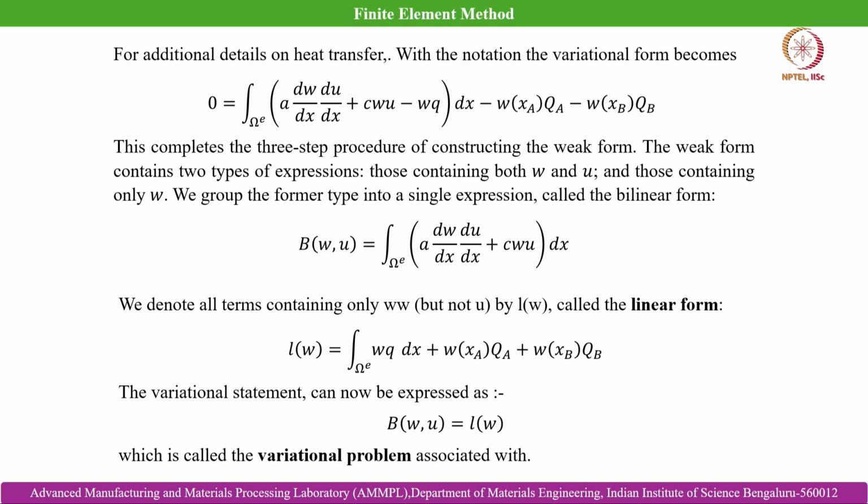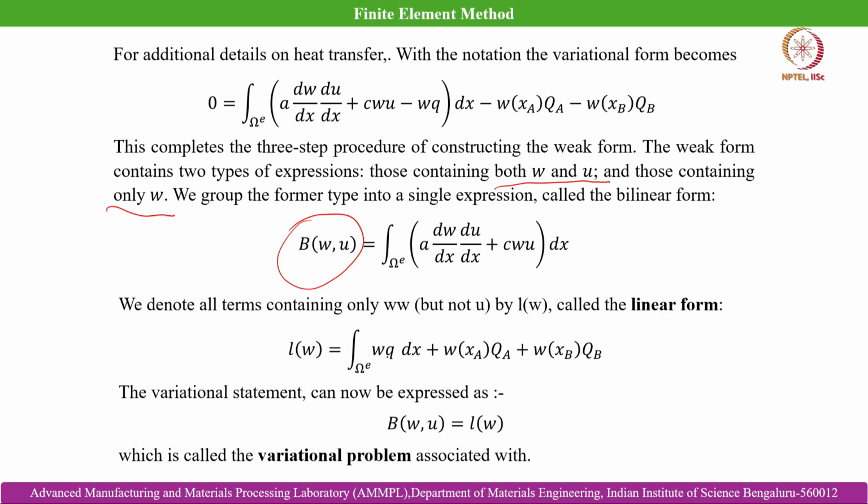The weak form contains two types of expressions: those containing both w and u, and those containing only w. When it contains both w and u, it is bilinear in nature, and when it contains only w, it is linear in nature. So we group the former type into a single expression called the bilinear form, designated B(w,u), which equals the integral over omega e of a dw/dx du/dx plus c w u, because of its bilinear nature. The linear terms are grouped together in another function, denoting all terms containing only w, which we call L(w), the linear form.